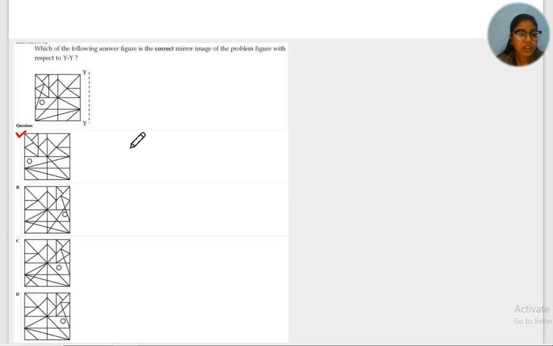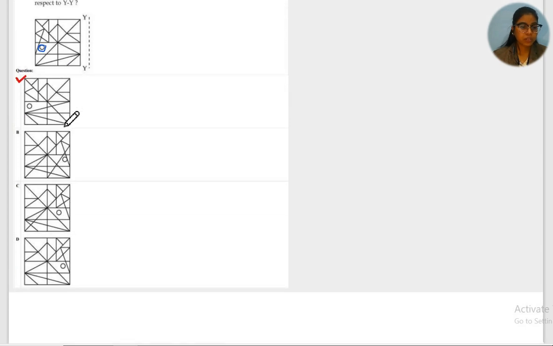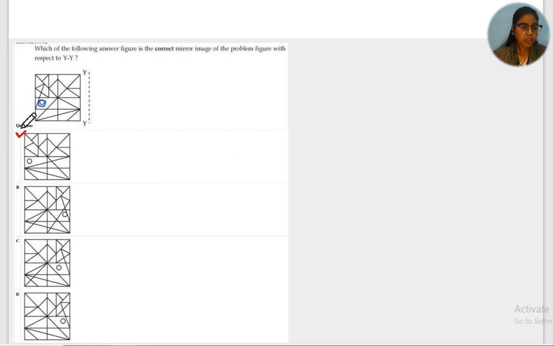Next question is, which of the following answer figures is the correct mirror image of the problem figure with respect to YY? So the axis is given to you, and you are given a question figure, and you have to find its correct mirror image. For that, options are given to you. Now start looking from one end, like if you start solving by selecting this circle. So now let's see. Actually, this is wrong. Option D will be the right answer. It is on the left side, so in the mirror image, obviously it will come to your right side.